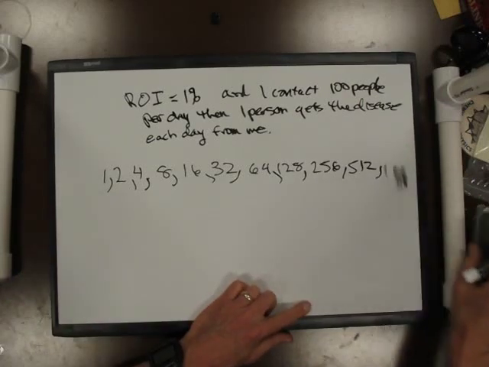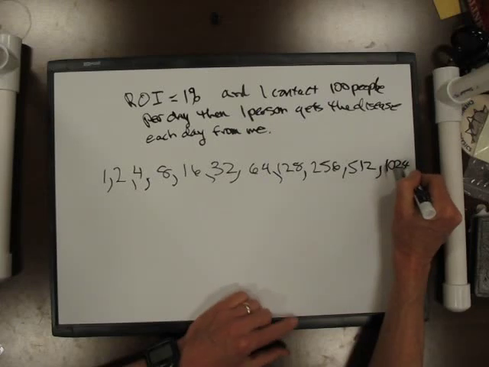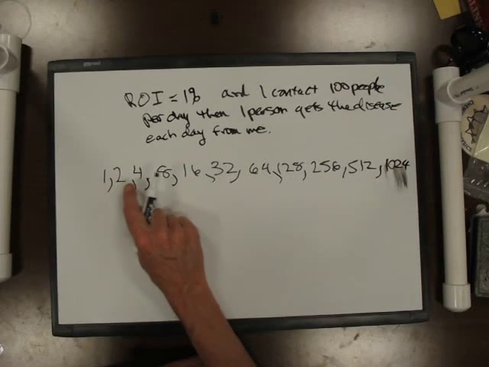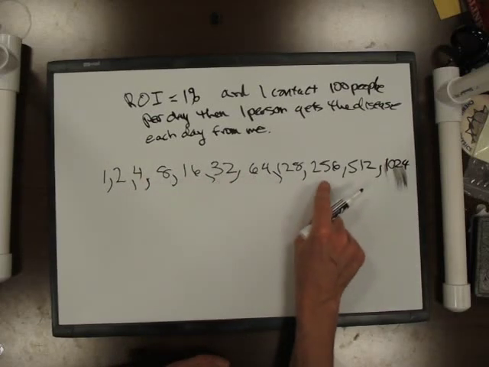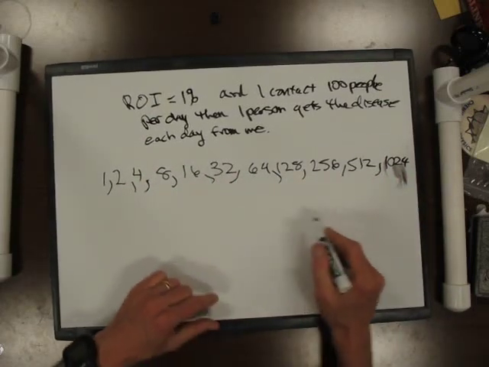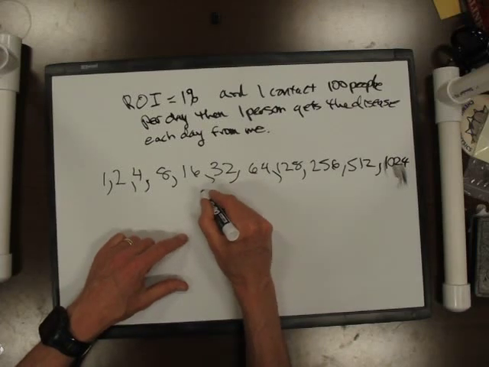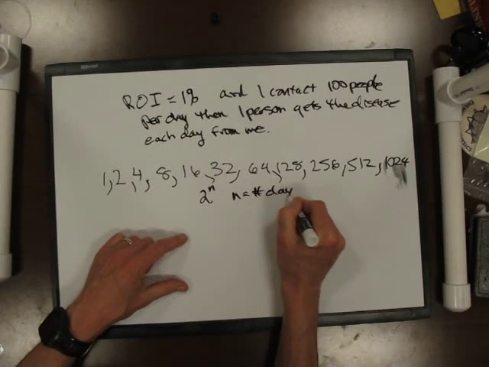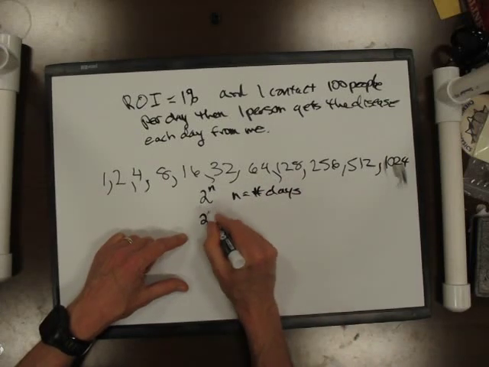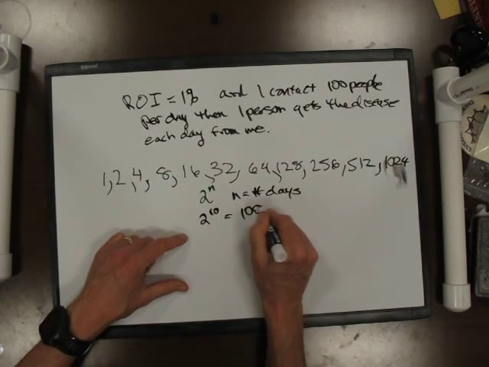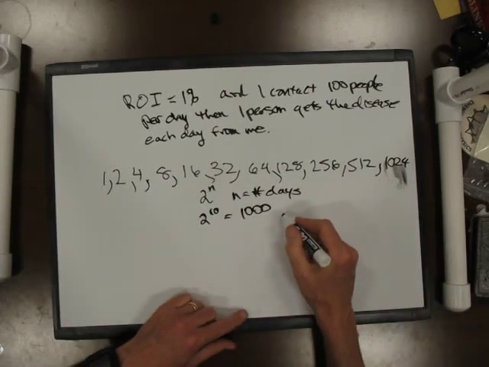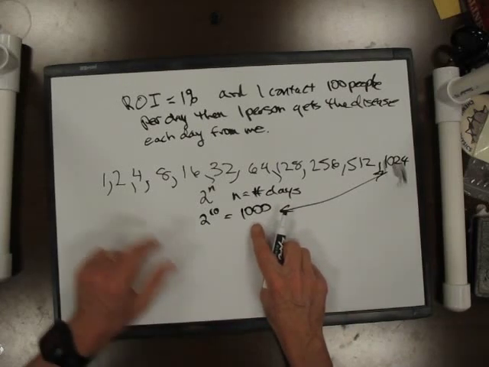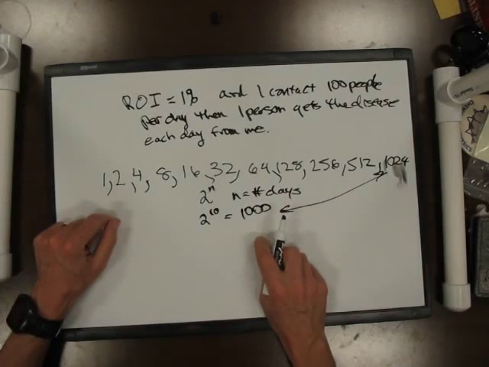Try that again. If this is the day I contact the first person, it's day 1, 2, 3, 4, 5, 6, 7, 8, 9, 10, right? And so the rate of growth of this virus is 2 to the n, where n equals the number of days. And you can say after 10 days, 2 to the 10th equals 1,000. Roughly, it's 1,024, but okay, we're just dealing with approximate things. So after 10 days, I've gone from 2 to 1,000, basically.